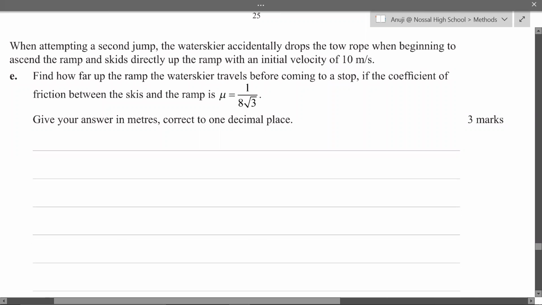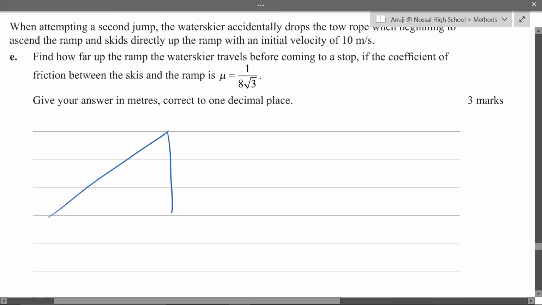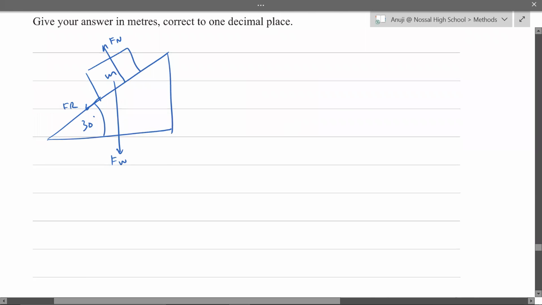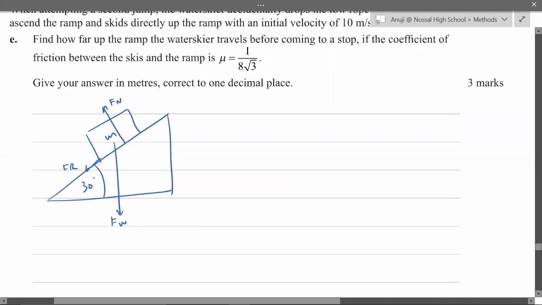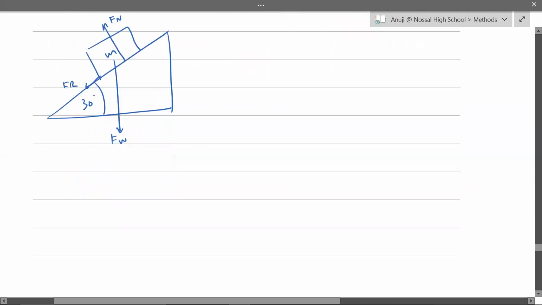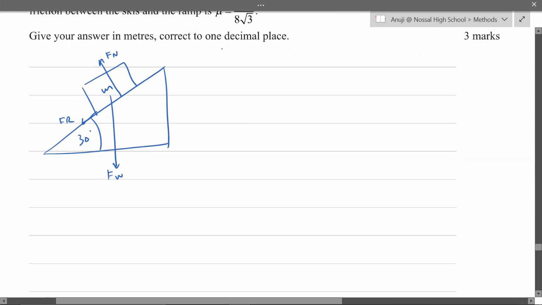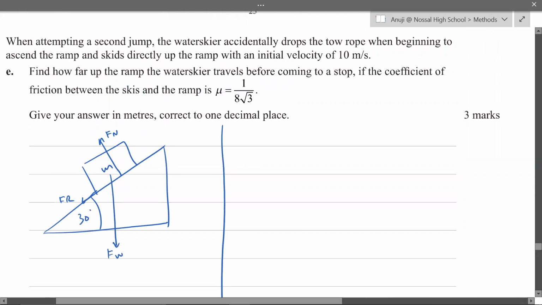Since the question kind of changed, it helps to draw a new diagram. So the angle is still the same. We don't know what the mass is, but there is Fn, and there's always Fw. And there's also friction now. So it's asking to find the distance up the ramp. So if it's the distance of the ramp, then we're going to have to use our constant acceleration formulas at one point.